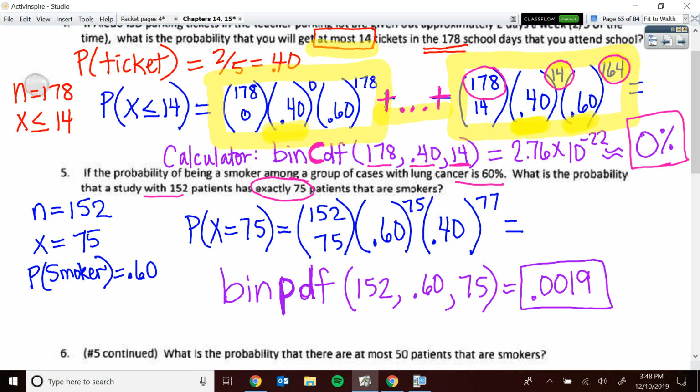We're going to talk about what that means, maybe that the smoking rate is actually higher than 60% among lung cancer patients. Now, how did I come up with this number 77? Because 77 plus 75 is 152.